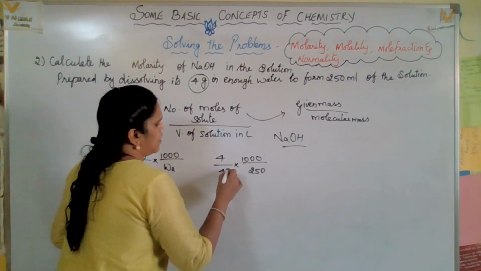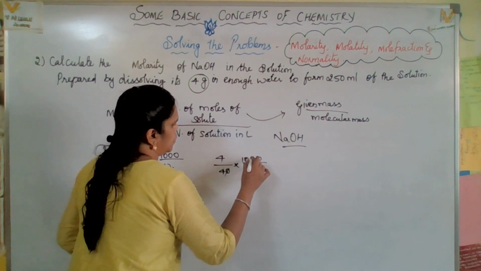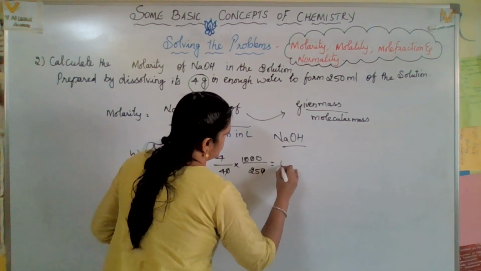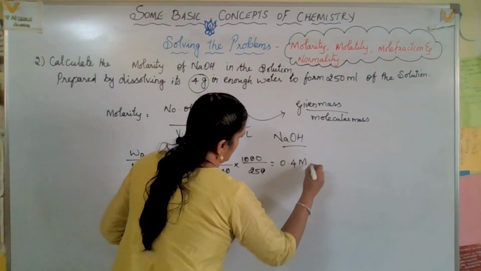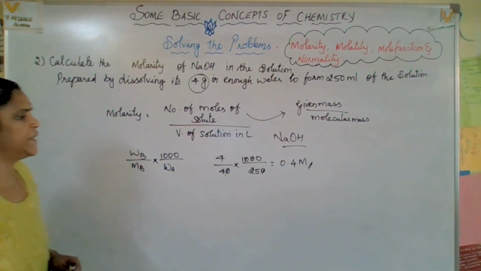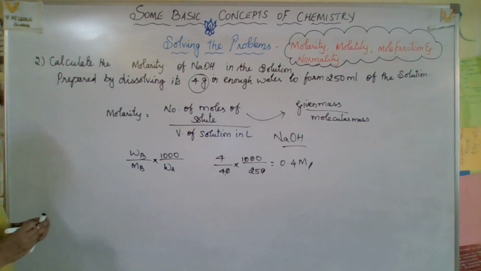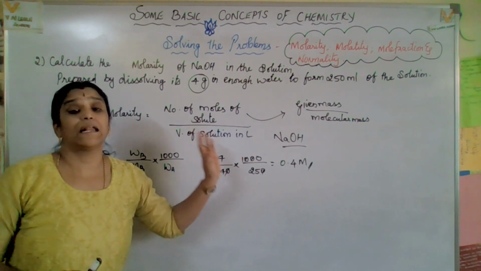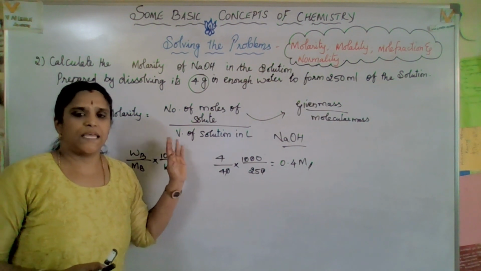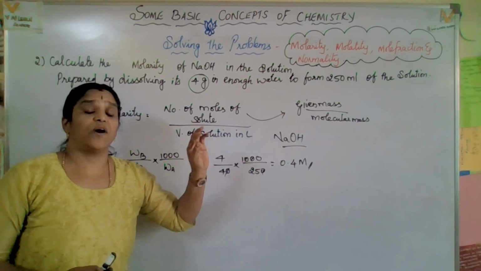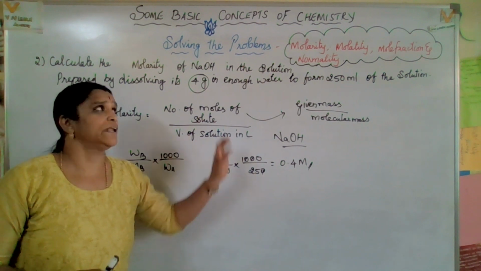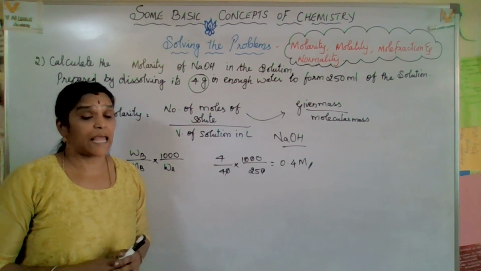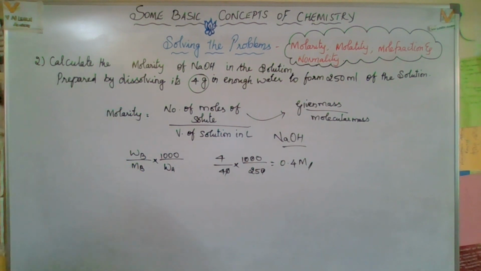So automatically you will get 0.4 M, molarity is denoted by capital M. Hope you got a very clear idea about molarity related problems. In another video also I have given full clarity about molarity. Let us check some other important questions.